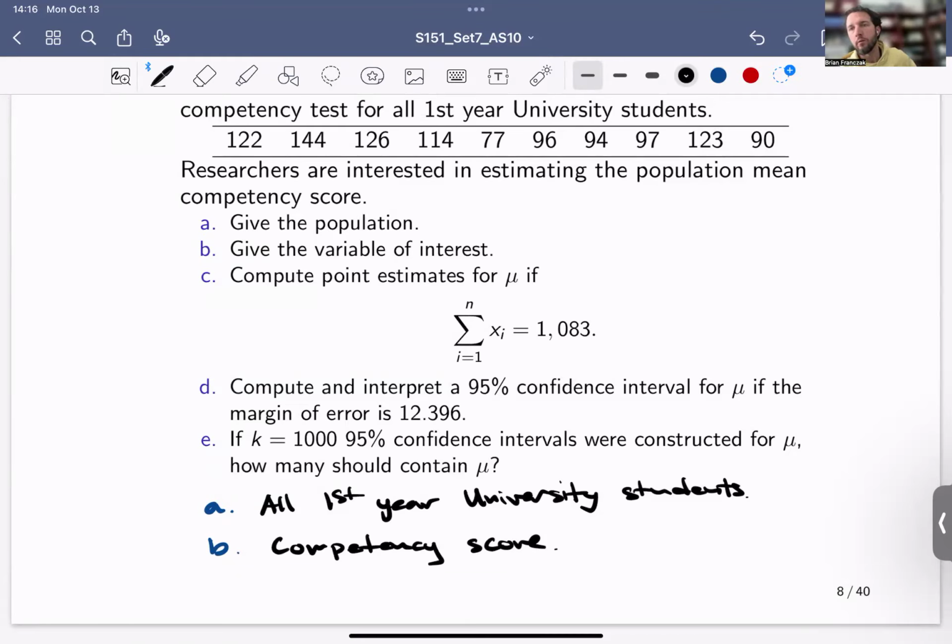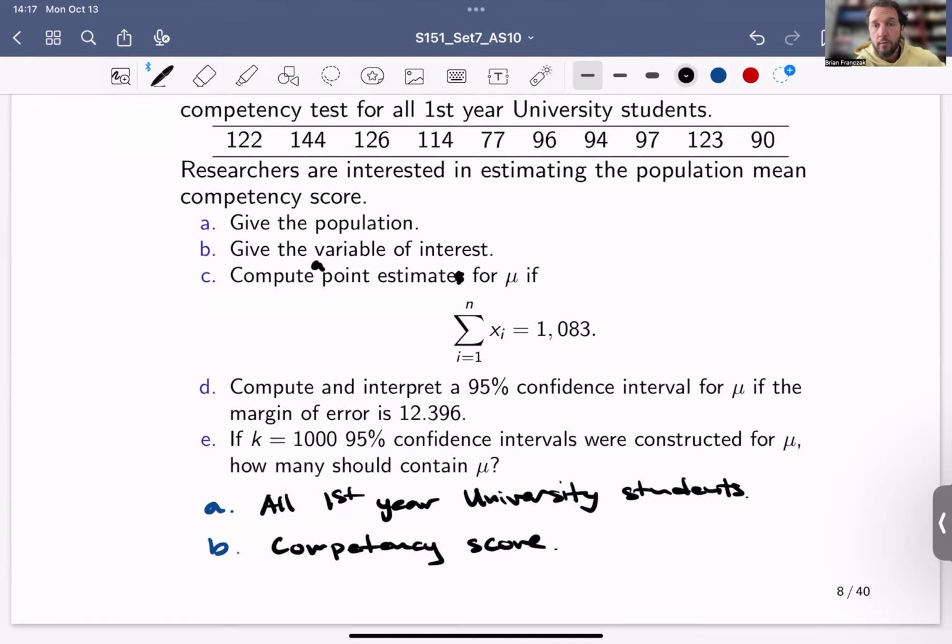Okay, part C. Now, give the point estimate. Just as a note, point estimate is typically something that students get hung up on. I have been asked every semester that I've taught multiple times what a point estimate is when students get to the assignment. The point estimate is a statistic. It is usually the statistic that shares the name of the population parameter that you are trying to measure. So in part C, compute a point estimate for mu if the sum of xi is 1083.